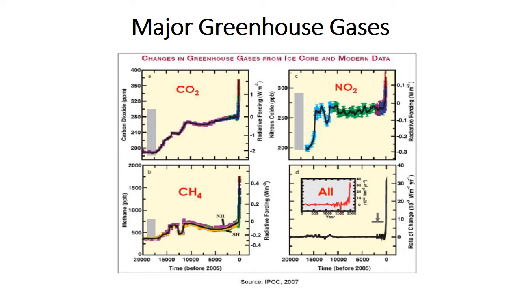Just a glance at the major greenhouse gases. There are several of them, but these are the three major greenhouse gases: carbon dioxide, methane, nitrous oxide. And when you look at the graph to the bottom right, you see a combination of all the three major greenhouse gases. It shows that they have been increasing consistently over the years.